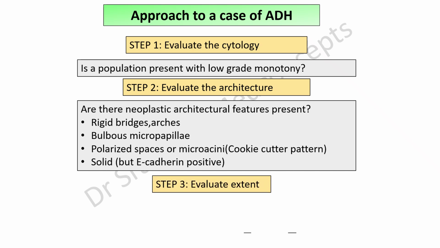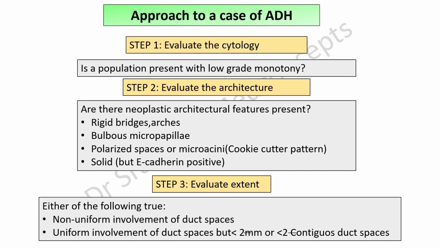Then step 3 is you evaluate the extent of involvement. If it is following non-uniform involvement of the duct spaces or uniform involvement of the duct spaces which is less than 2 mm or less than 2 contiguous duct spaces, then it is atypical ductal hyperplasia. So monotony, rigid bridges, arches, bulbous micropapillae, cookie cutter pattern, E-cadherin positivity with solid pattern, and non-uniform or partial involvement of the duct spaces or uniform involvement which is less than 2 mm or less than 2 contiguous duct spaces means it is ADH. If it involves greater than 2 mm or greater than 2 contiguous duct spaces, it means that it is DCIS.